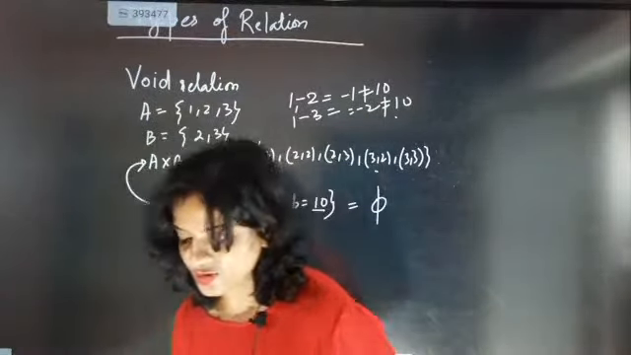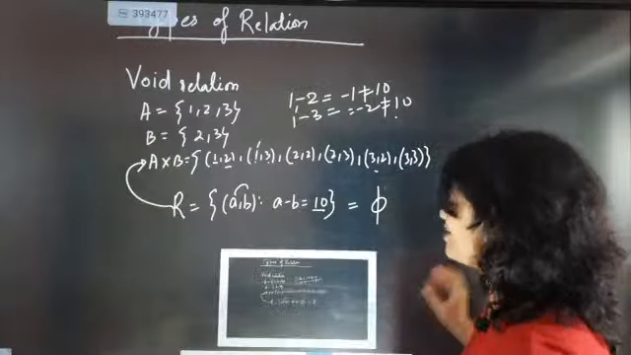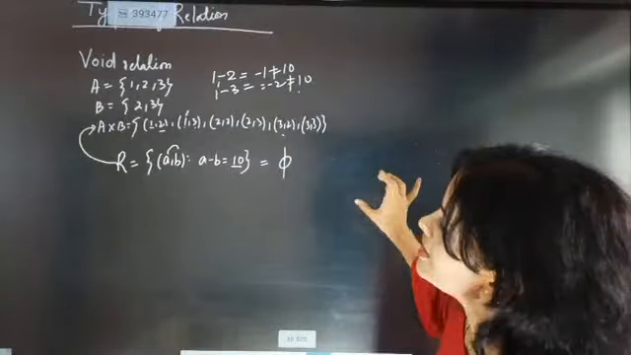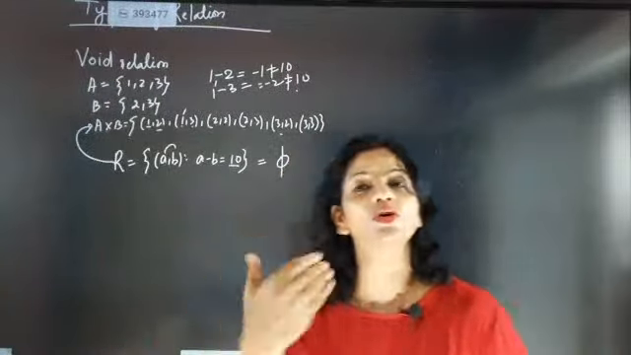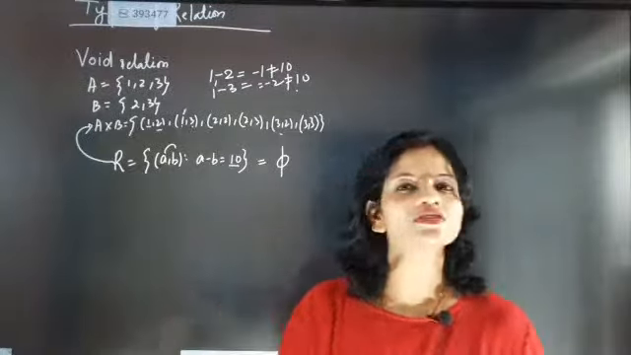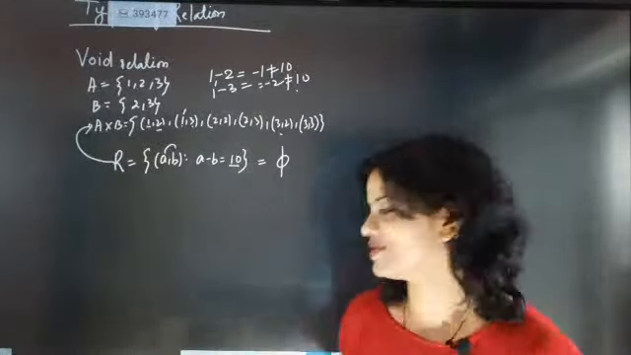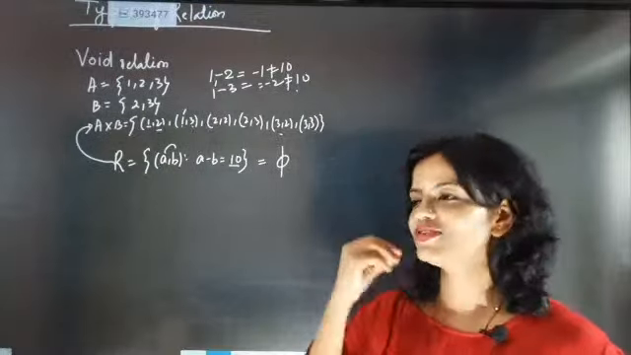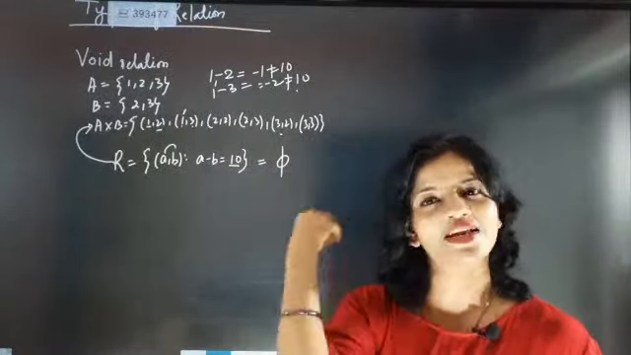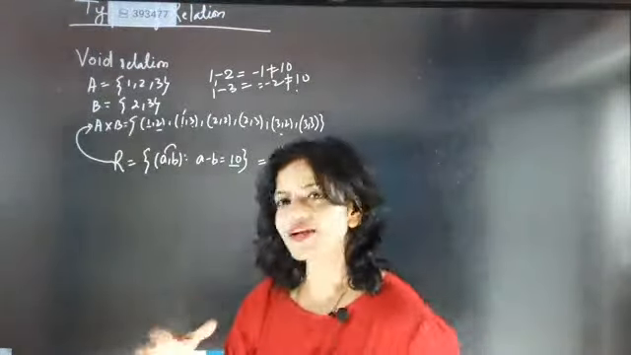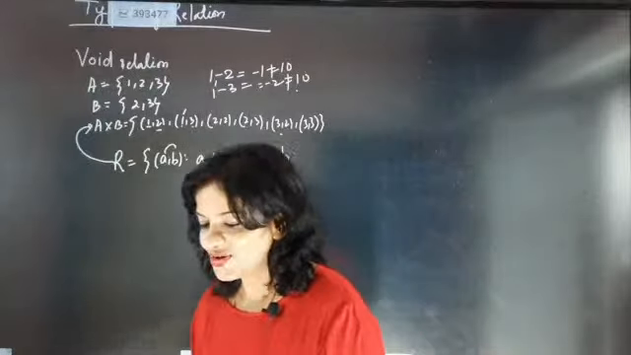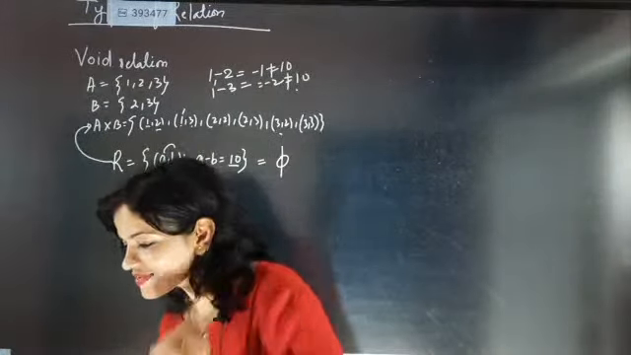Okay, no doubt? Super. So now that you have understood empty relation, we will go for universal relation. Universal relation means relation between friends. This is the best example. You don't share anything with your parents, but you share everything with your friends. That is called universal relation. Universal relation means crystal clear.